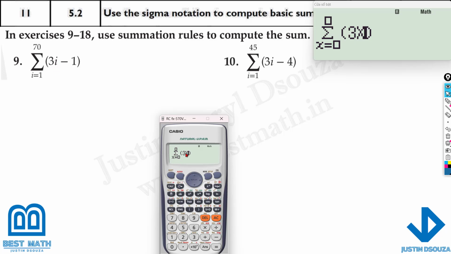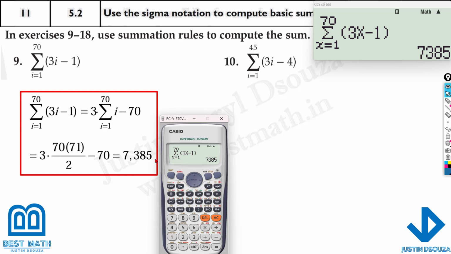Whatever is the variable, you just take it as x minus 1, and then it starts from 1 and goes until 70. And here we go. Just in a few seconds, you'll get the answer. It's 7,385. Now, sometimes it might take up to 30 seconds for some of the complicated problems, but you'll definitely get the answer. Here it is 3x minus 4.